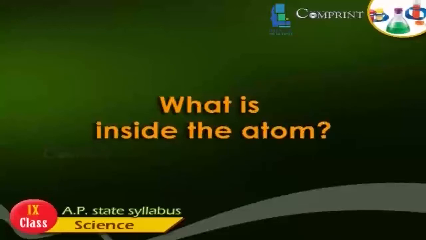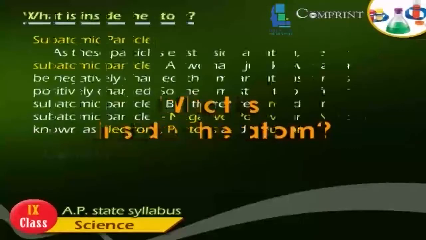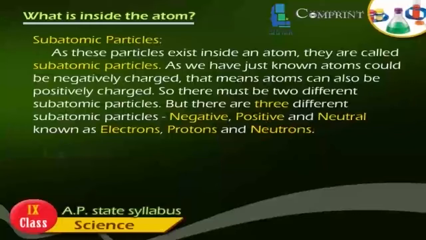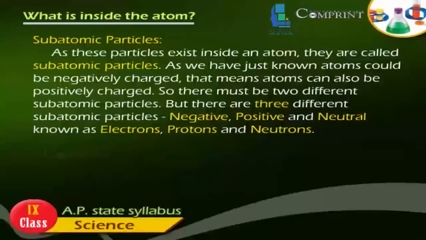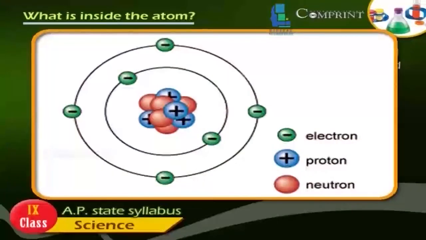What is inside the atom? Subatomic particles. As these particles exist inside an atom, they are called subatomic particles. As we have just known, atoms could be negatively charged. That means atoms can also be positively charged. So, there must be two different subatomic particles. But there are three different subatomic particles: negative, positive and neutral, known as electrons, protons and neutrons.